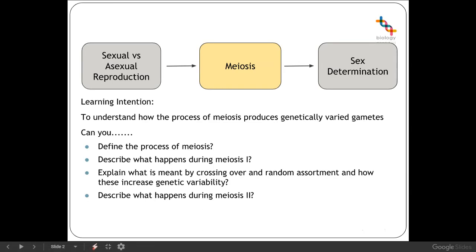So, what we're looking for you to understand is how the process of meiosis can produce genetically varied gametes for the organism. And you need to be able to define the process, describe what happens during the first stage of the process, explain what we mean by crossing over, random assortment, and how these increase the genetic variability of the organism, and you need to be able to describe what happens in the second stage of the process.